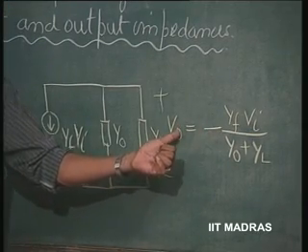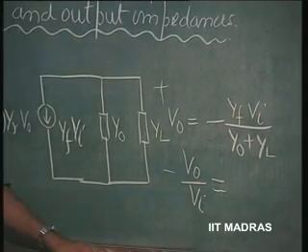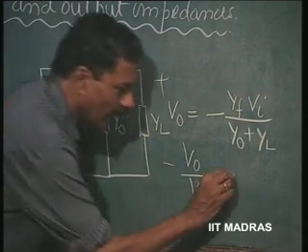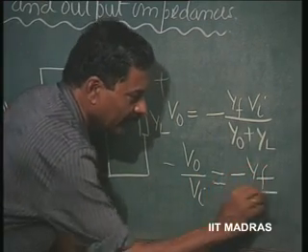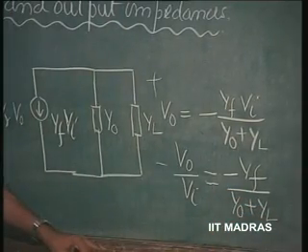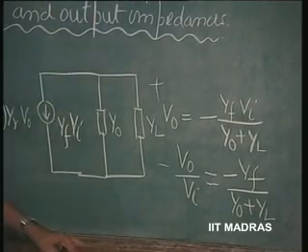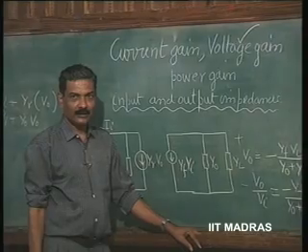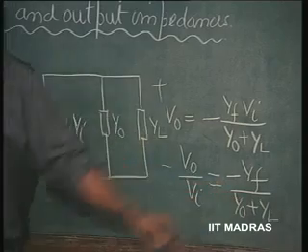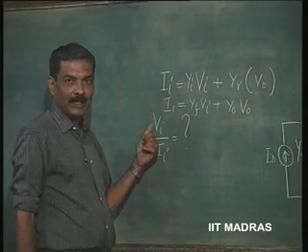This will straight away give me what I want, that is V naught over Vi is always equal to, in terms of Y parameter, minus Yf divided by Y naught plus YL. YL is the load admittance. So, this is what we have already evaluated, voltage gain. So, we have now V naught in terms of Vi. So, that is what we wanted here. We wanted to get rid of V naught here in order to find out Vi by II.